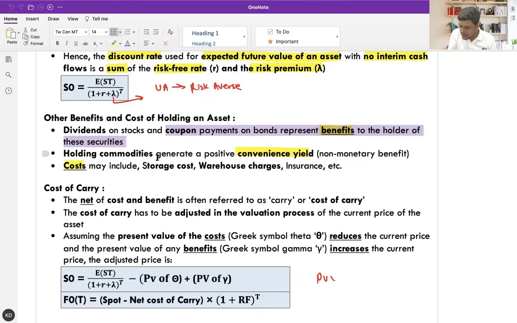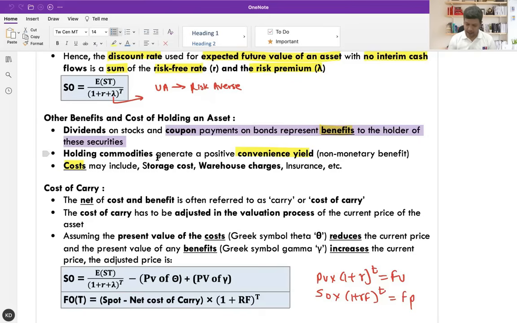PV, present value, into 1 plus R raised to T. Am I correct? Yes. That will give you future value, isn't it? Now that present value is nothing but spot, so spot into 1 plus risk-free rate raised to T should give me the future price, isn't it? So what is the difference that you see between the futures and spot? It is with regards to the time value of money, that is 1 plus risk-free rate raised to T. Am I correct, everyone? Yes or no?